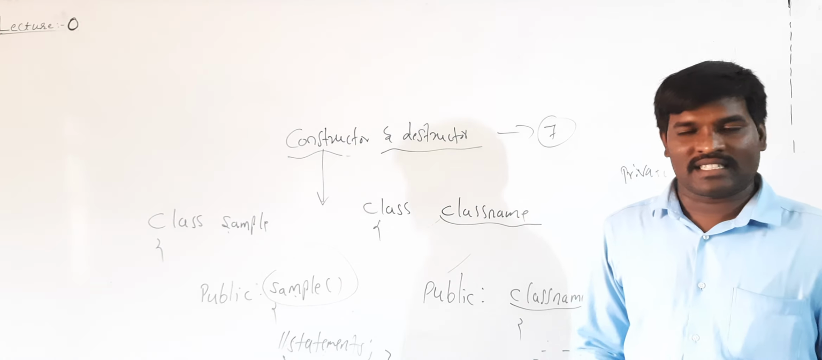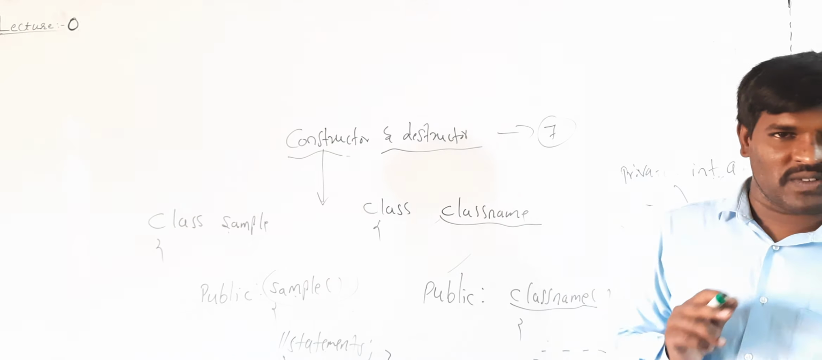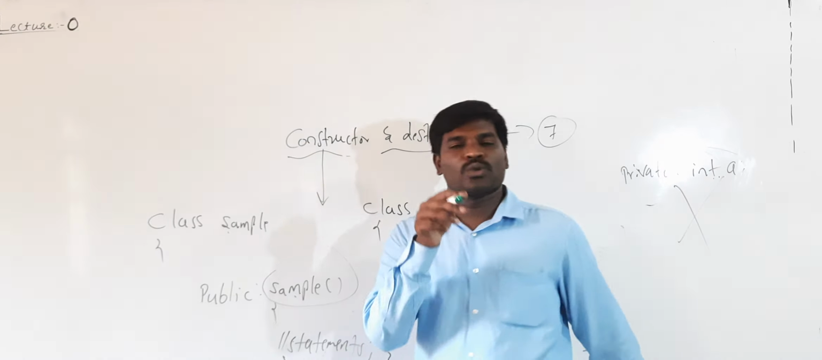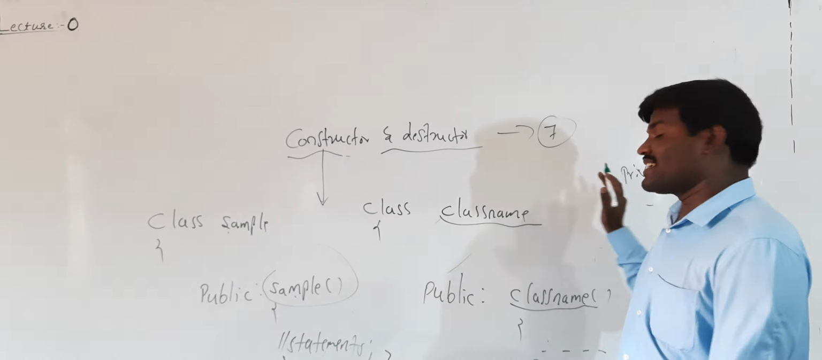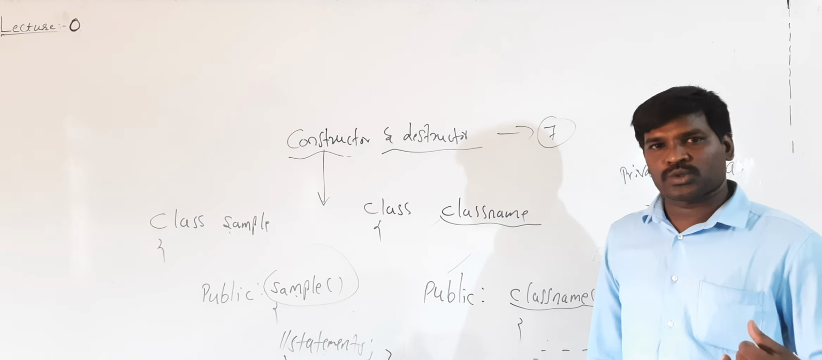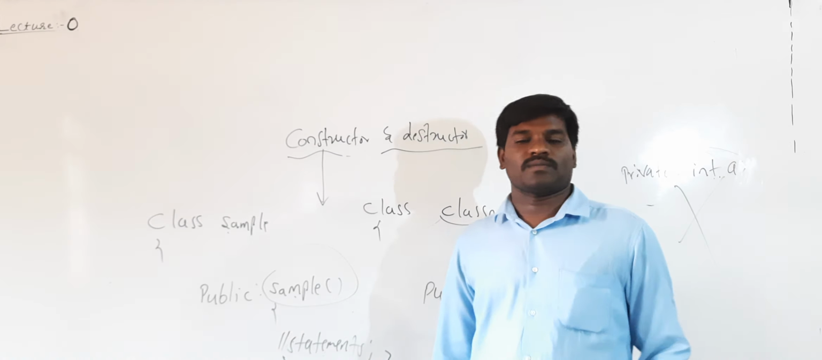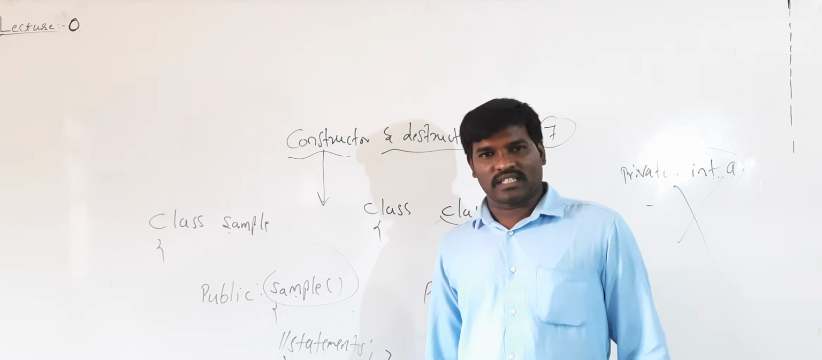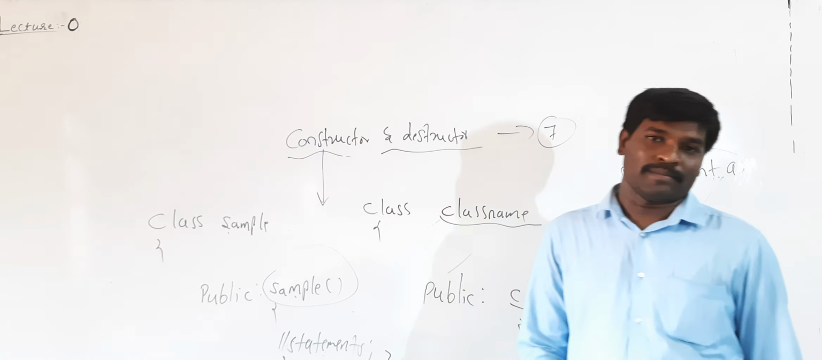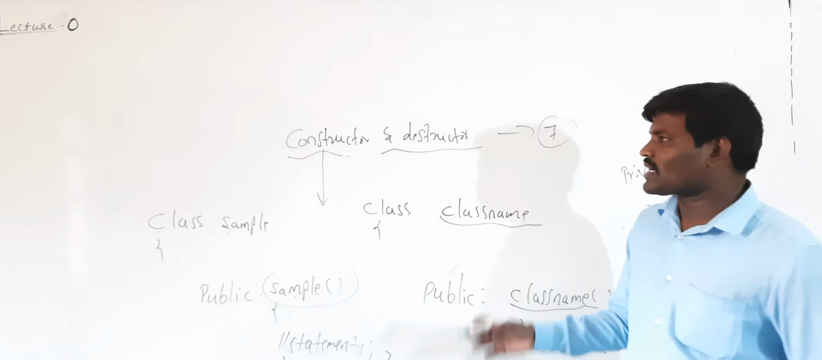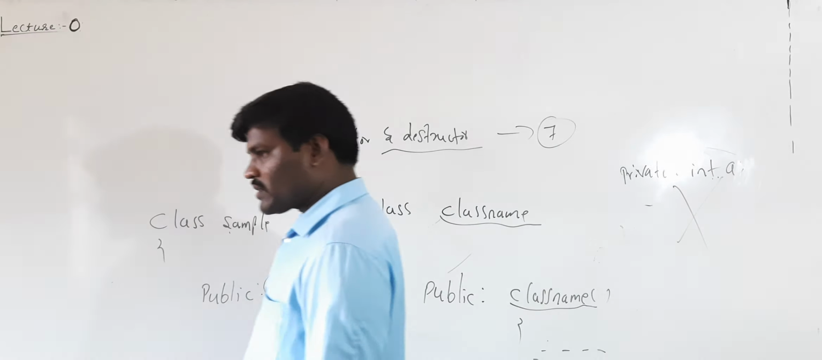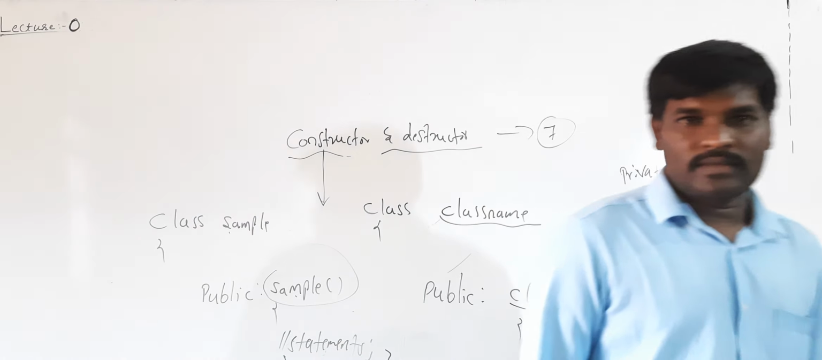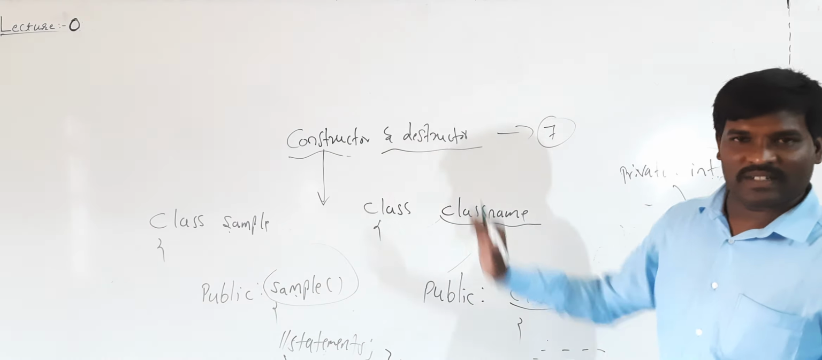So, constructor is a special type of member function. Its name is same as that of the class name. It is used to initialize the private data members, or it is used to initialize the object also. Then what are the rules for constructor? Rules, advantages, characteristics, all are same. The first one is similar to the definition.